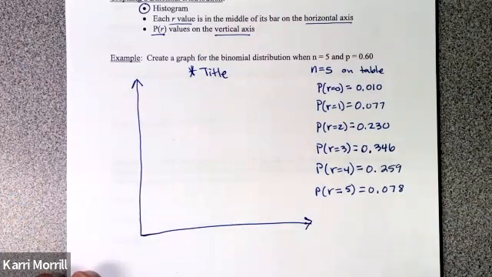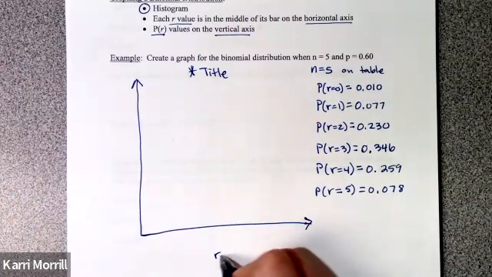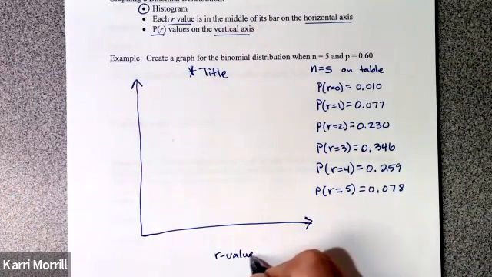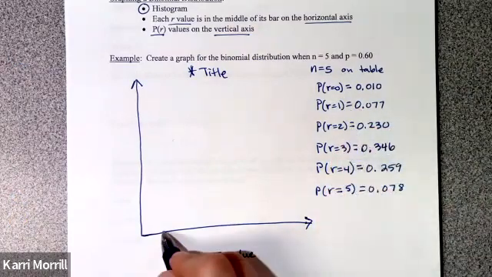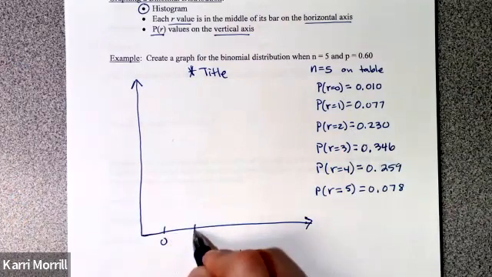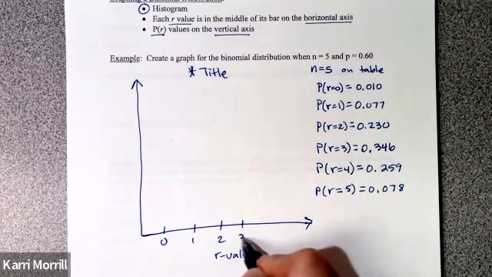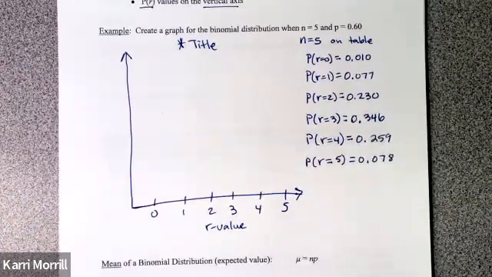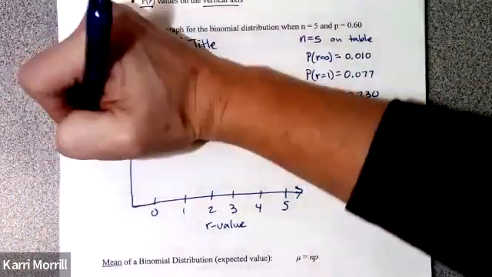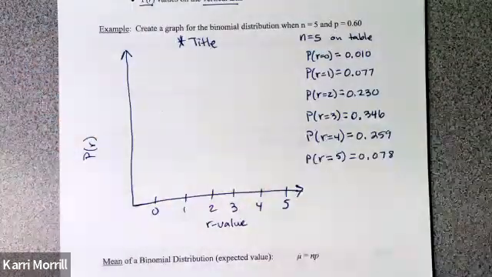I do know that these are my R values. Remember, like my 0, 1, 2, 3, 4, 5. So we're going to go ahead and do that. 0, 1, 2, 3, 4, 5. If this represented something specific, we would label that. Over here are our P of R values, the probabilities of them.